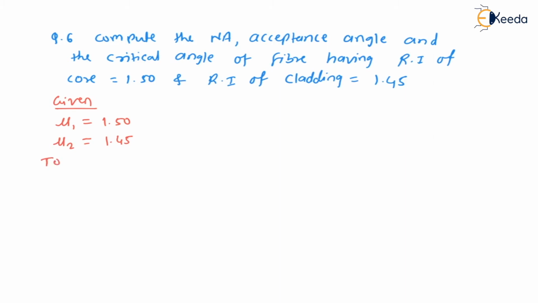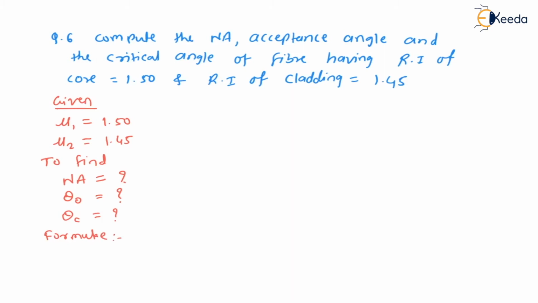Then we have to compute, that is we have to find out the values for NA, that is the numerical aperture, then the acceptance angle, and the symbol is theta naught. And the final one is the critical angle. The symbol for critical angle is theta C.